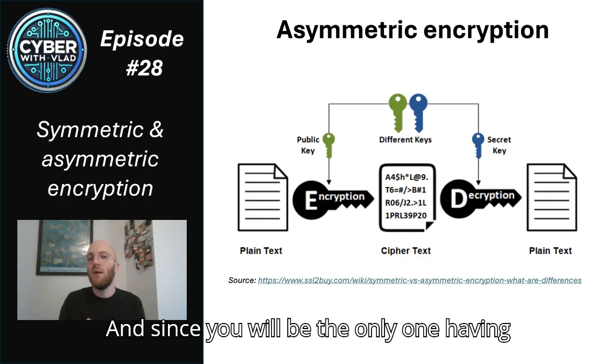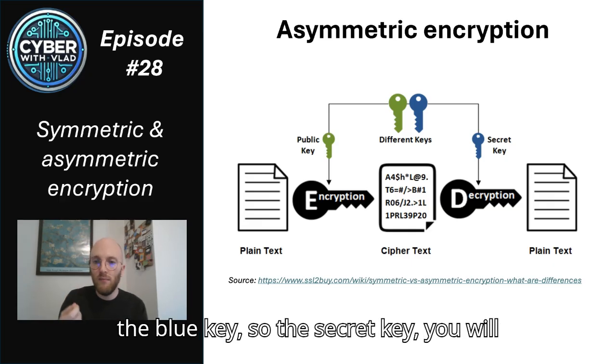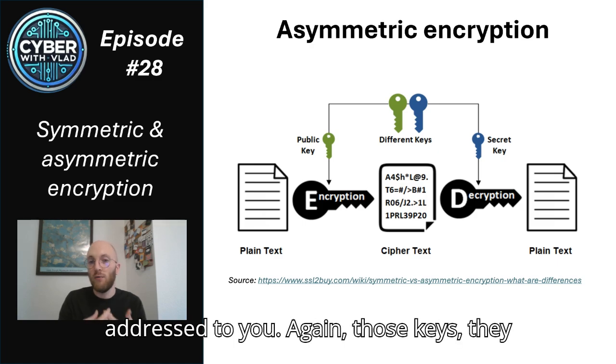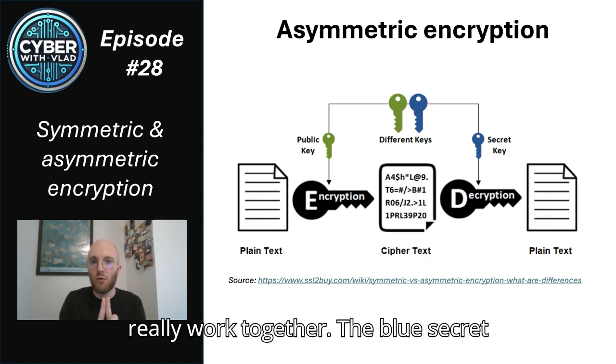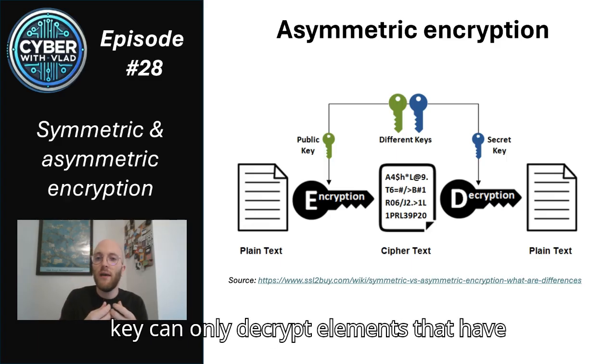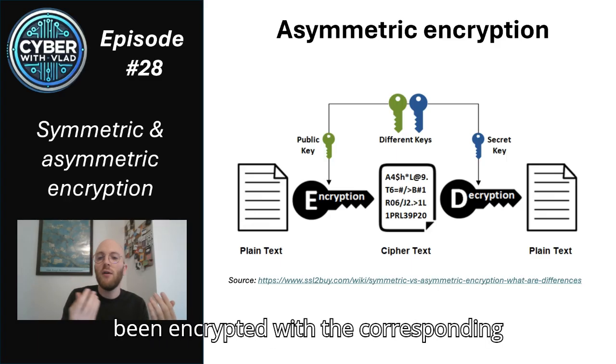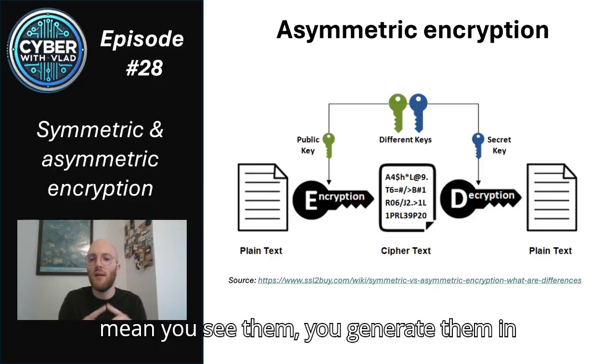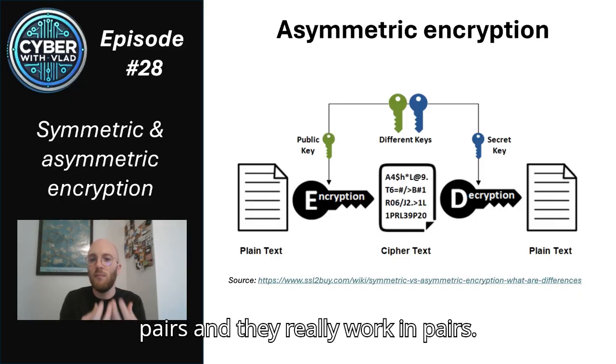And since you will be the only one having the blue key, the secret key, you will be able to decrypt the correspondence addressed to you. Again, those keys really work together. The blue secret key can only decrypt elements that have been encrypted with the corresponding green public key. You generate them in pairs, and they really work in pairs.